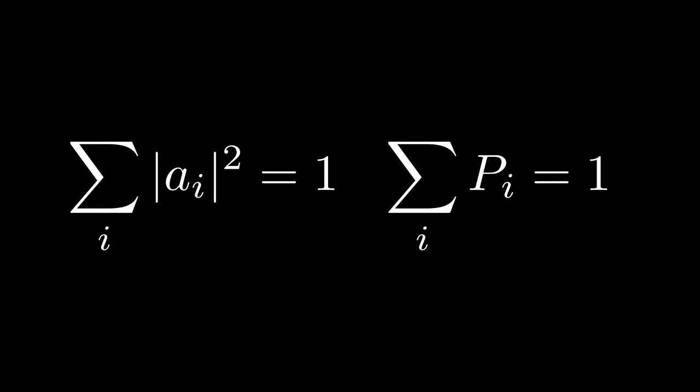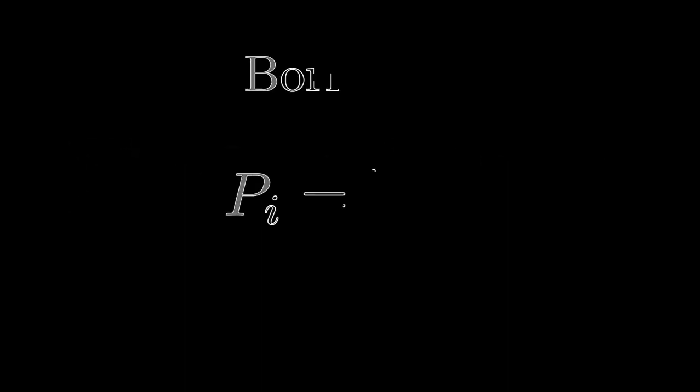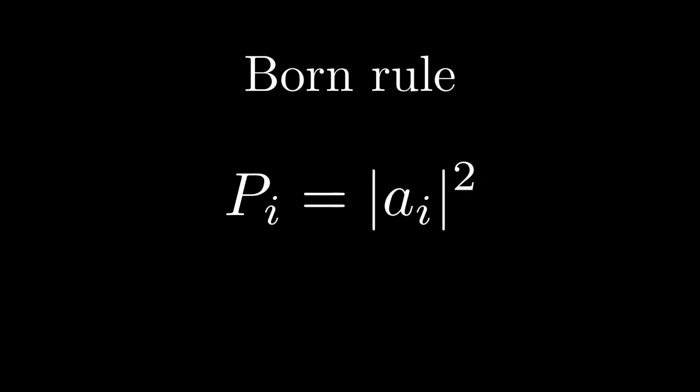Comparing these two equations gives us: the modulus square of the amplitude is probability. This is called the Born rule. We have arrived at the second postulate of quantum mechanics. Probability is the modulus square of the amplitude.